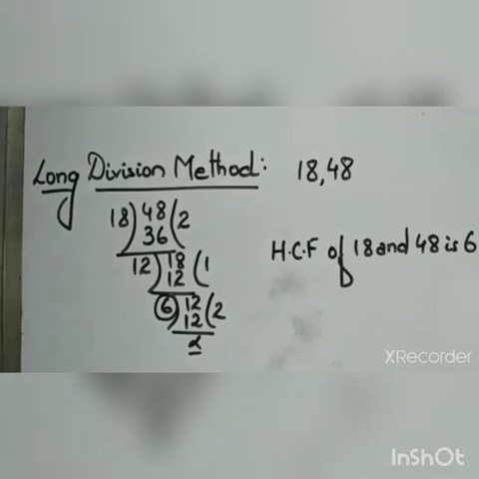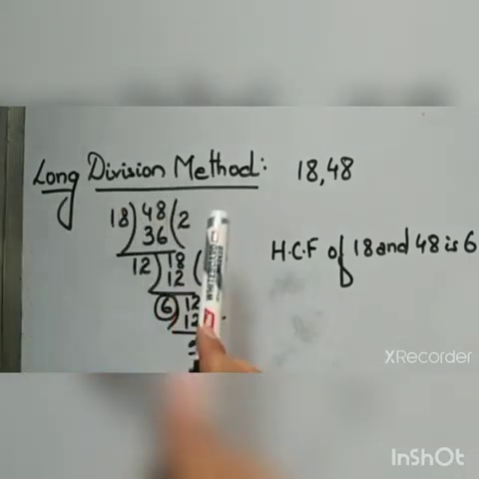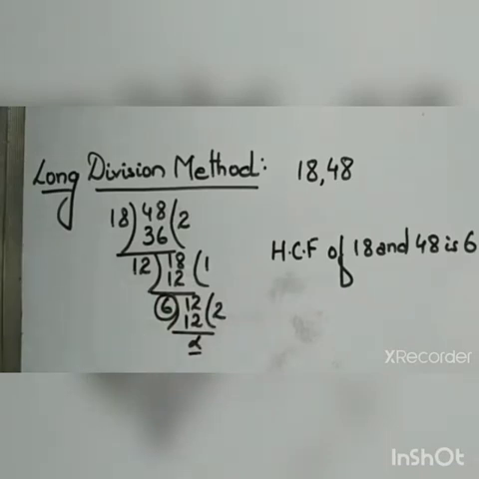Now the next method to find the HCF is the long division method. I am going to consider the same numbers 18 and 48. The smaller number will be considered as our divisor and the greater one will be our dividend. In 18 and 48, 18 is the divisor and 48 is the dividend. So I will divide it. 18 twos are 36, remainder is 12.